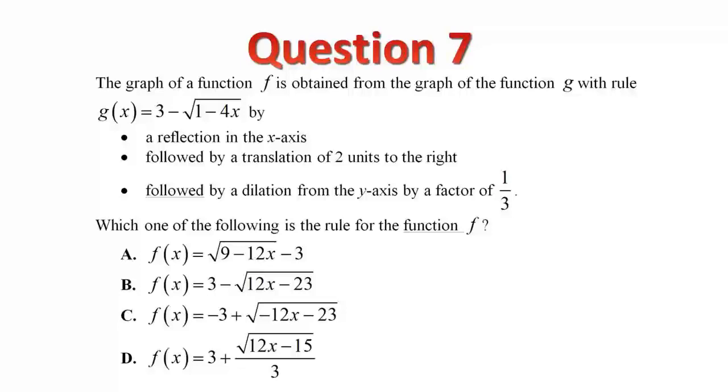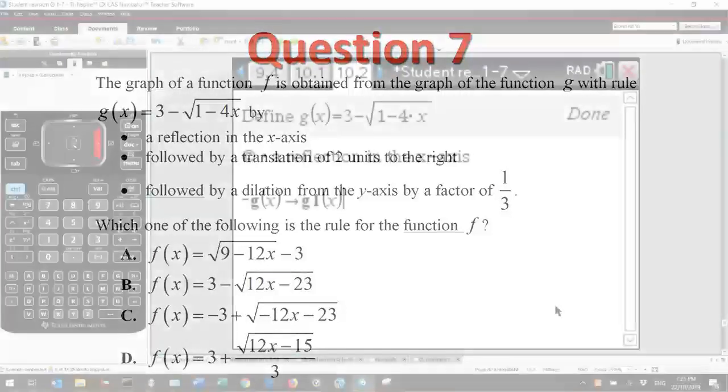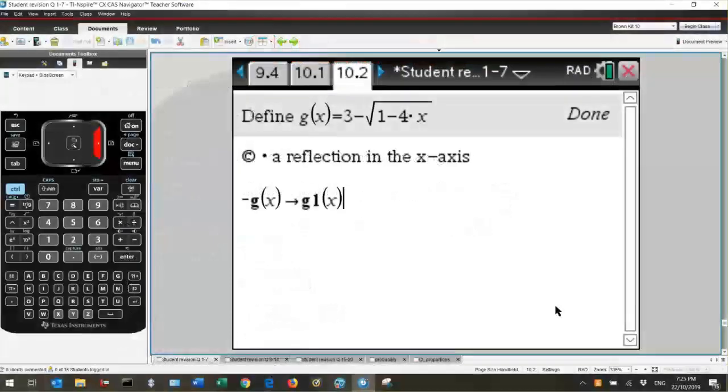So one of the ways that you can use Nspire to help you with these, now these are easy enough to do by hand, I guess, but with Nspire, you start off by defining the original function, so a reflection in the x-axis, which means that g(x) becomes negative g(x) after the reflection. Your positive y values become negative y values.